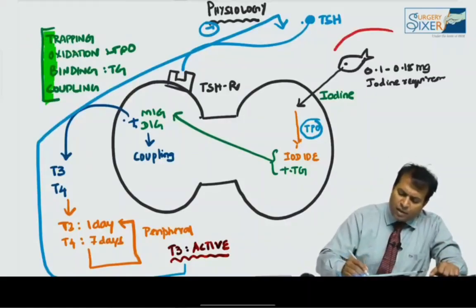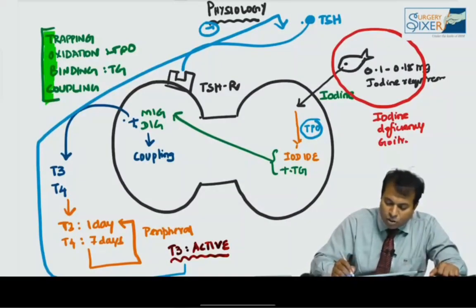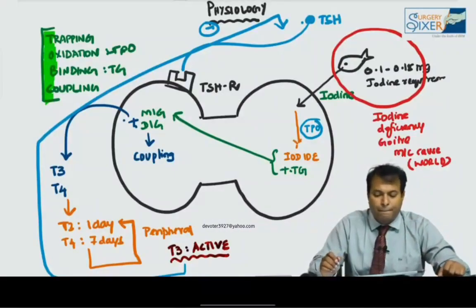The most common cause of hypothyroidism in the world is iodine deficiency. Iodine deficiency causing goiter is the most common cause of hypothyroidism at the world level. Please remember, at the world level, that is the most common cause. So one by one, each step, I will tell you the problems.